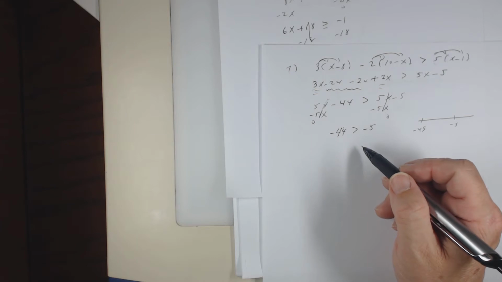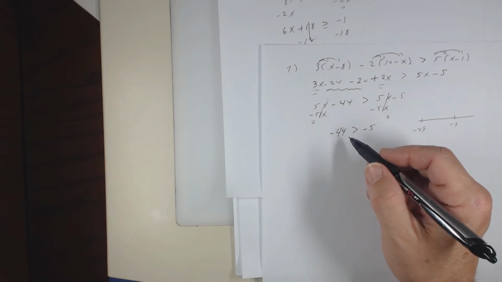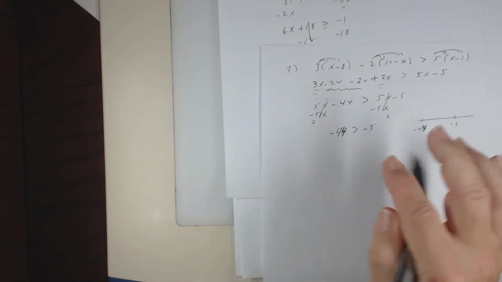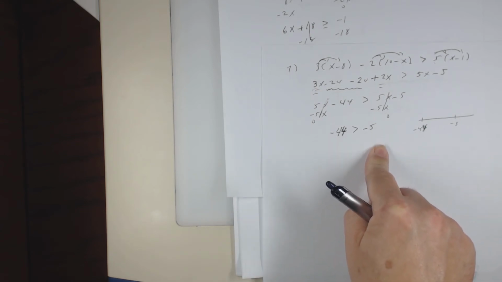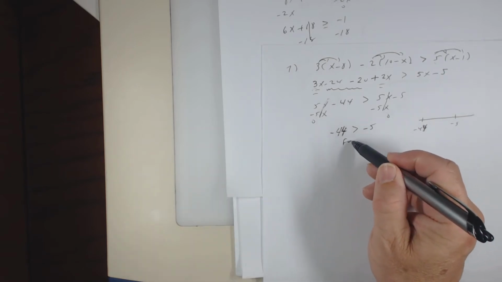Yes or no? No. I'm sorry, I'm at 44. I'm looking at it here because it's blurry, so it looks like 49. So 44, right? So is negative 44 greater than negative 5? Yes or no? No. So that's a true or false statement? False. It's a false statement.